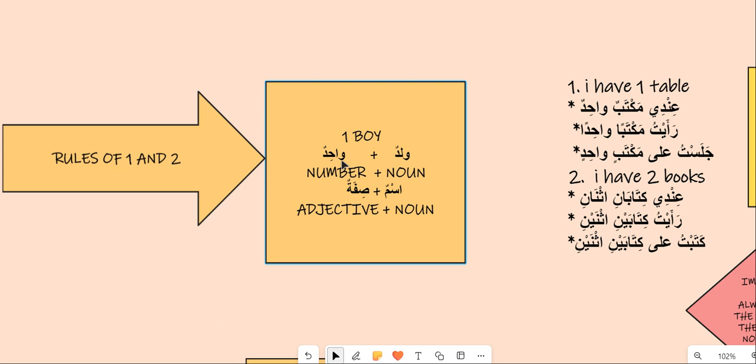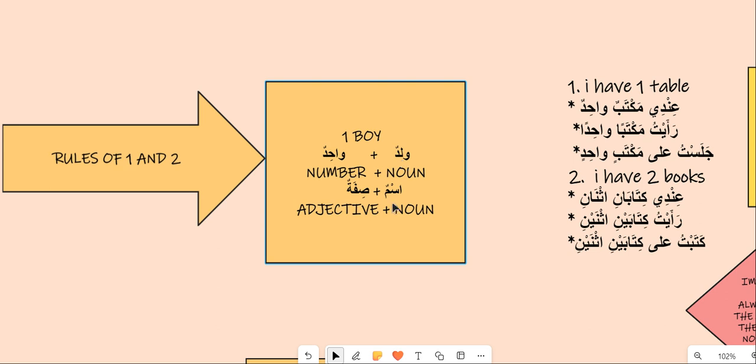Waladun wahidun. Both of them you can match as a mirror image, and you can match all the 4 points of sifa. In definiteness, both are nakira. In case, both have damatain, and both are male and both are singular. So all 4 points match, they look like a mirror image, and that's why they are mausuf and sifa. They follow the structure of mausuf sifa.